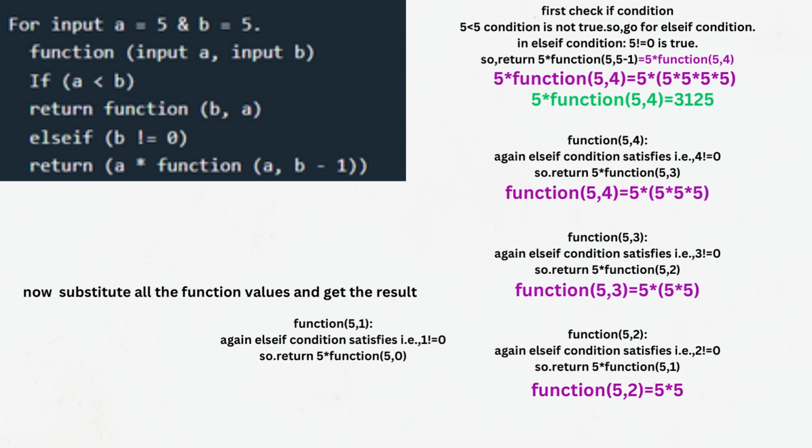You will understand better if you try to solve along with me. So stop the video and try solving yourself, and then verify it with the answer which I have shown. We have stopped executing at function of 5 comma 0 because b not equals to 0 is not a satisfying condition. 0 not equals to 0 is not true, right? So we stop it there and substitute the values to get the result.